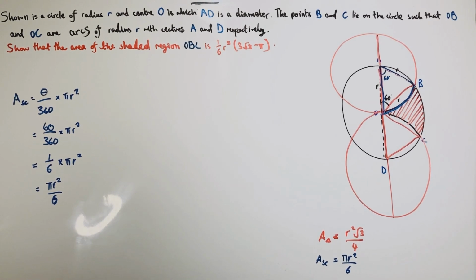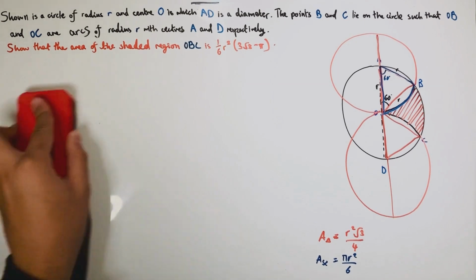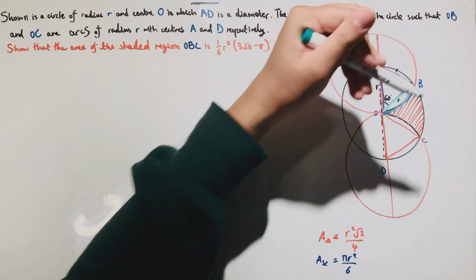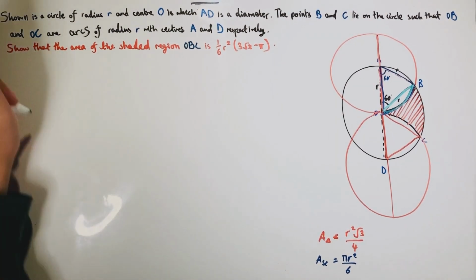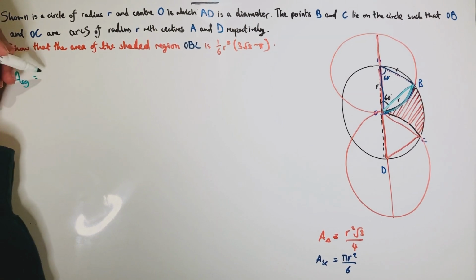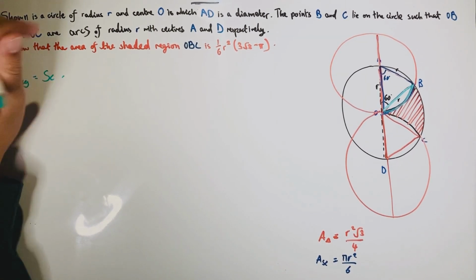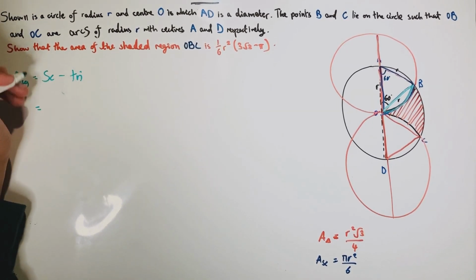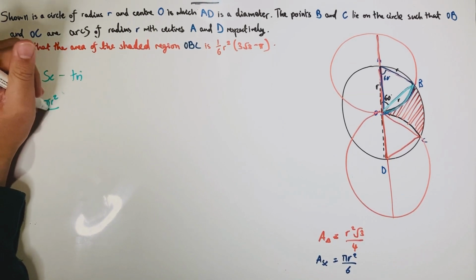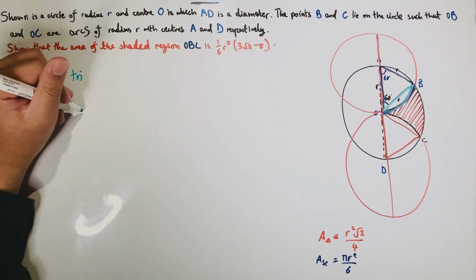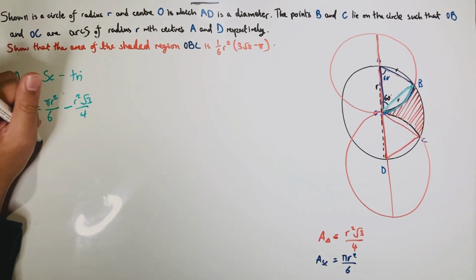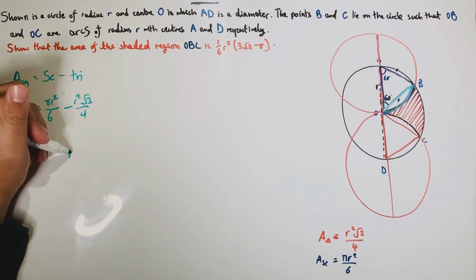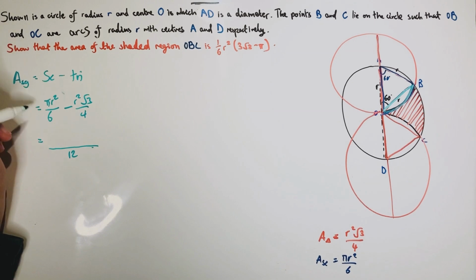Now, we've got these two measurements. We can work out the area of the segment, which we're going to do in green. You can see I've highlighted it right there. The area of the segment is equal to the sector minus the triangle. The area of the sector is pi r squared over 6, and the area of the triangle is r squared root 3 over 4. Now we're subtracting fractions, so we've got to find a common denominator, which is going to be 12. We're going to write it all as one fraction.